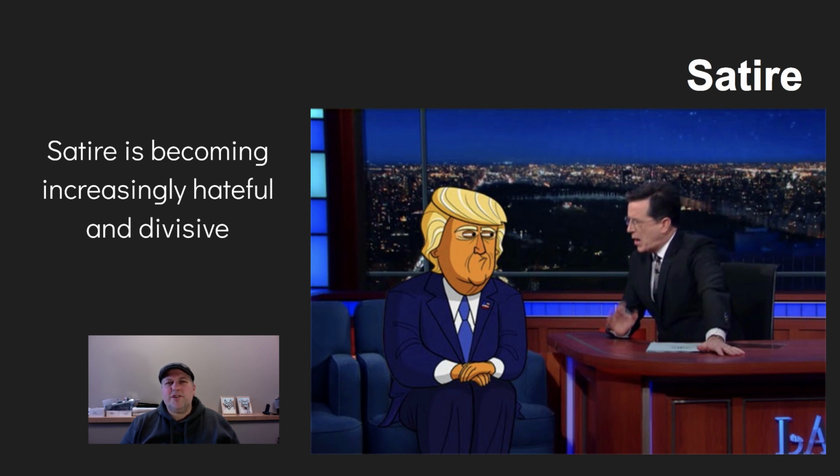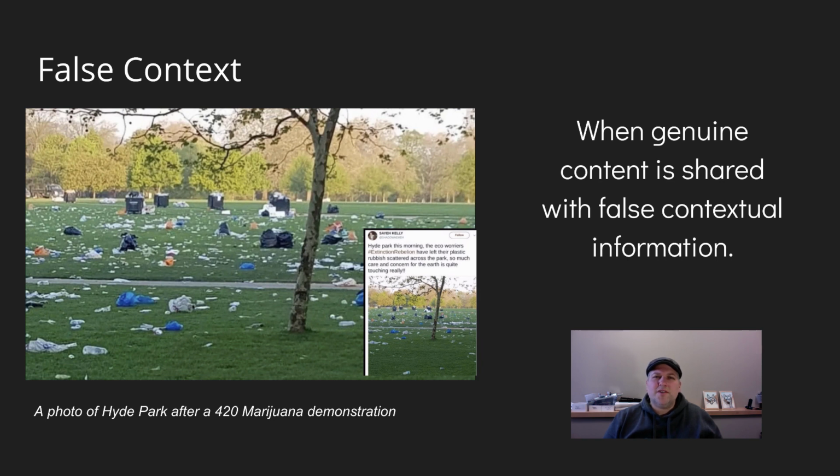Another type of misinformation is false context. False context is when genuine content is shared with false contextual information. What we're looking at here is a widely shared photo on social media of a park in Australia. The caption was, "Look at the mess left behind by the climate change protesters." Problem being, this picture was of a different park, at a different location, from a different event. Interestingly enough, the climate change protesters did show up the next day in order to clean up that mess, but as you could probably predict, that didn't get as much airplay as the original photo.